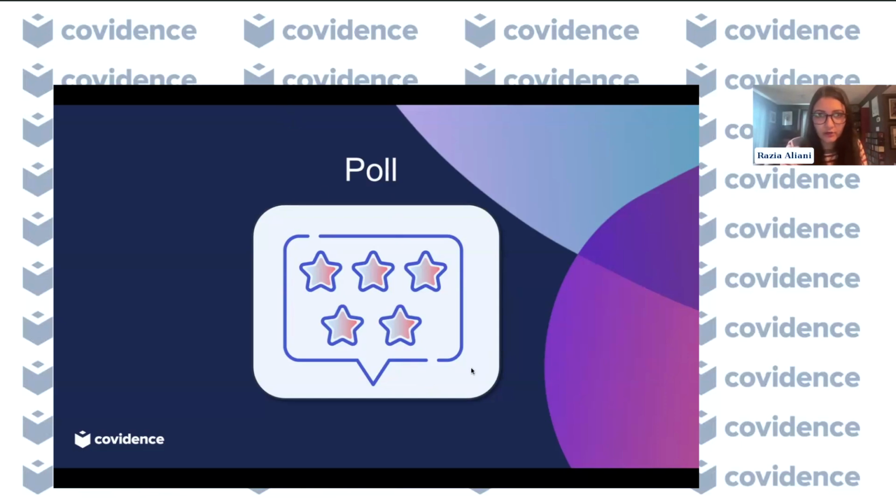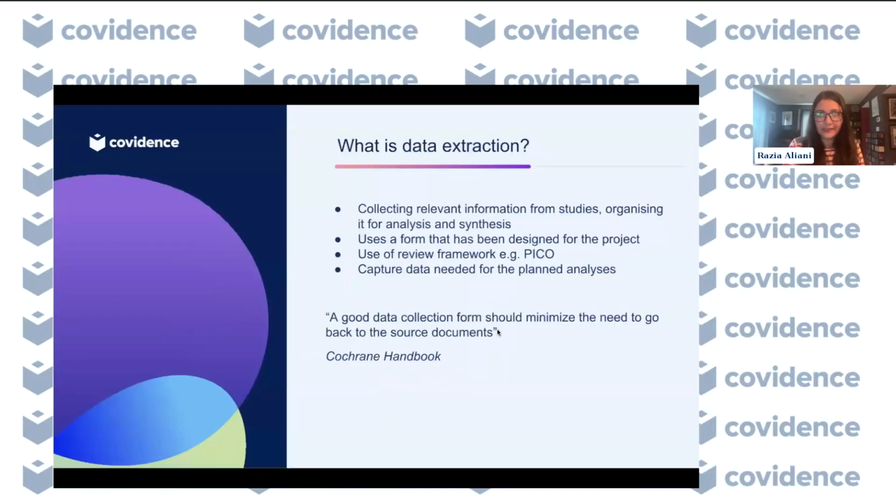Right. So moving on. What is data extraction? If you have done a systematic review, you would know. Briefly, it's about collecting and organizing data from your included studies so that you can analyze or synthesize your studies or create a narrative summary.